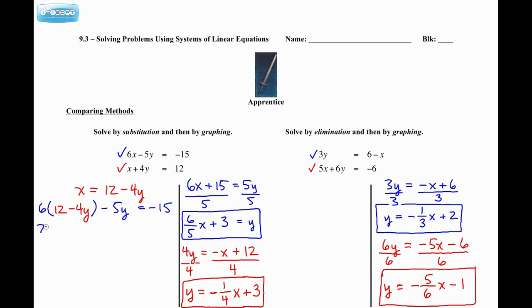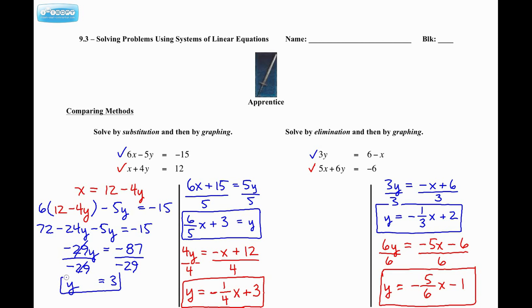So this is going to give us 72 minus 24y minus 5y equals negative 15. Let's combine like terms. So here I'm going to have a negative 29y, and then negative 15, I have to subtract 72 from both sides. That's going to give me negative 87. And when I divide both sides by negative 29, it looks gross, but it's actually a nice answer. You get y is equal to 3.